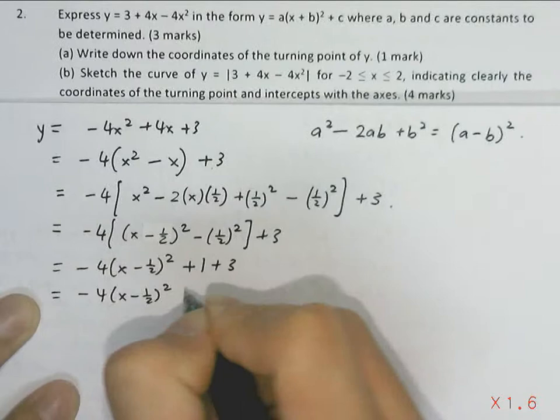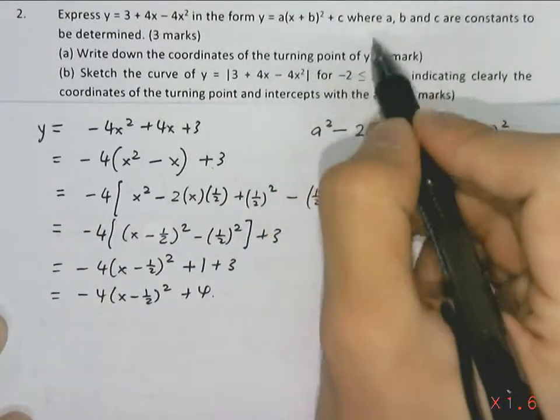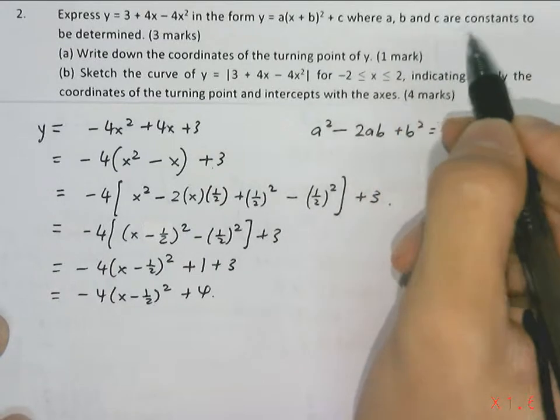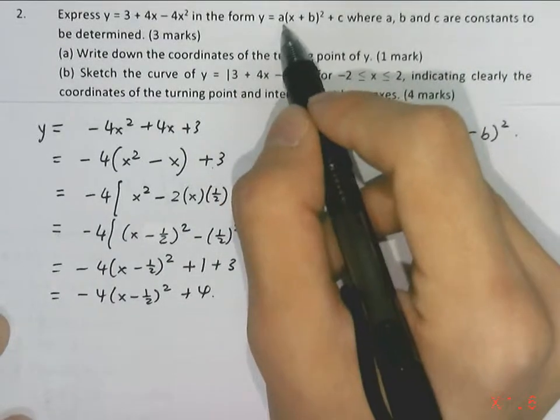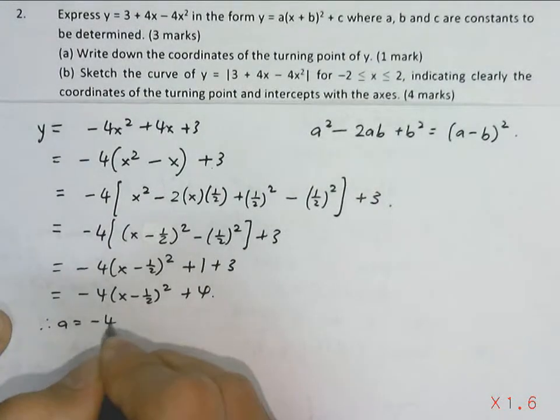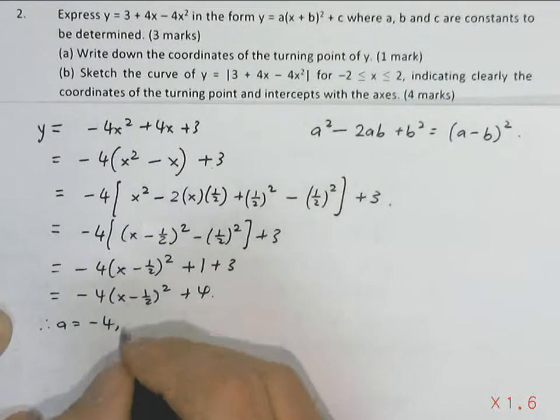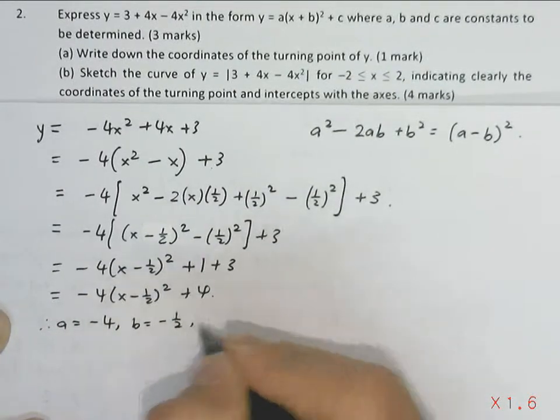Now comparing with what we have to show, we have to find out the values of a, b and c. So in the similar form, a would be this, so a is minus 4, similarly b is minus half, and c will be 4.